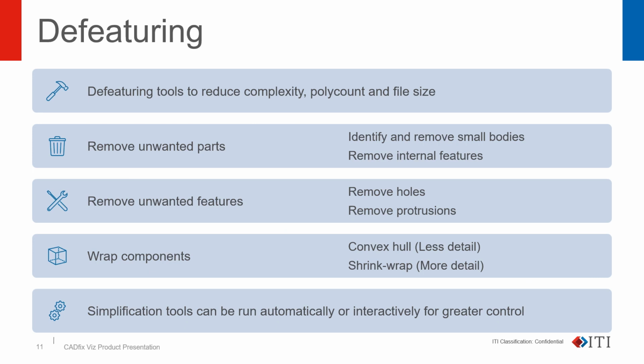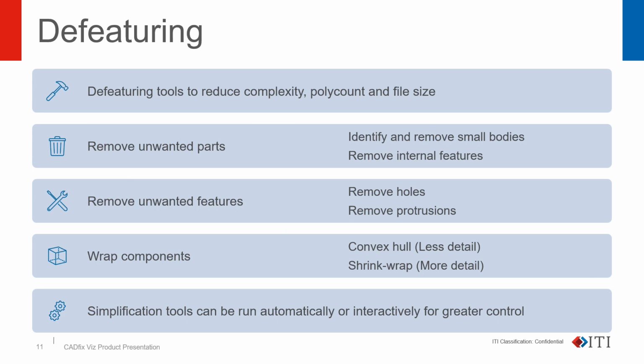One major part of this is defeaturing. So defeaturing tools are used to reduce the complexity of the model, the ultimate polygon count, and ultimate file size. So removing unwanted parts. These may be very small bodies, your nuts and washers and screws that maybe you can drop from the representation and still capture the fidelity you need. The ability to remove internal features. So if you can't see those mesh parts from the outside, we can remove them.